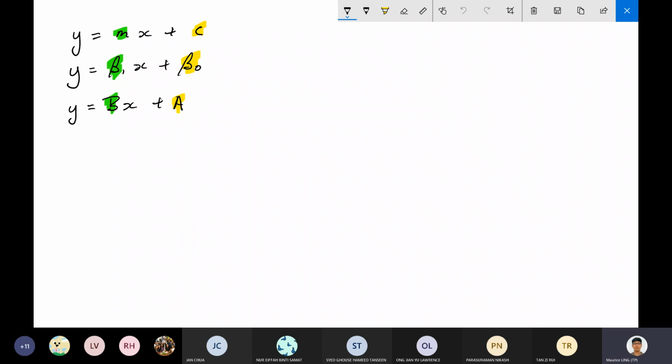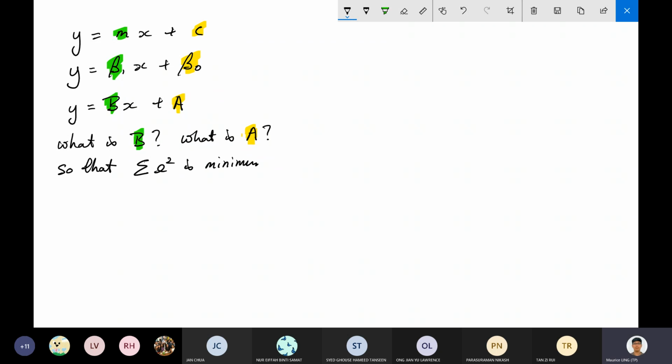Our purpose is then to find out what is the value for A and B, so that this number is minimum. Okay. And the equation for doing this is actually quite standard. In your calculator, you put everything correctly. B is actually calculated by this equation.